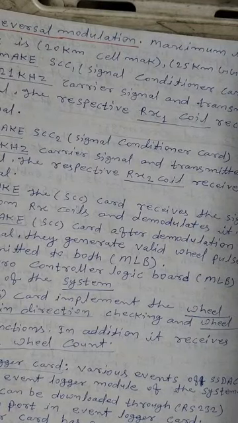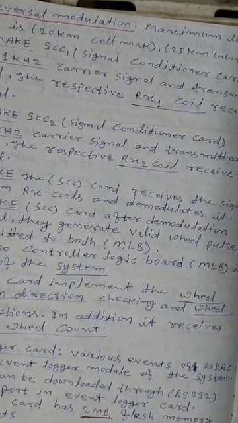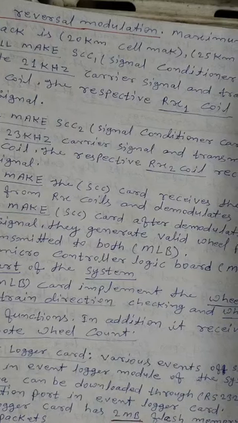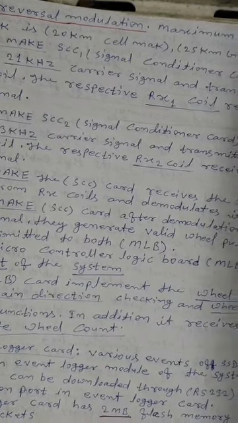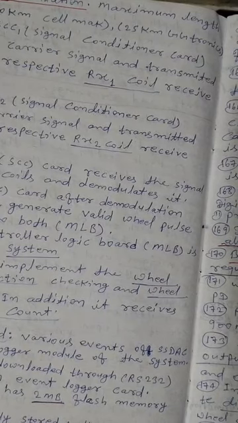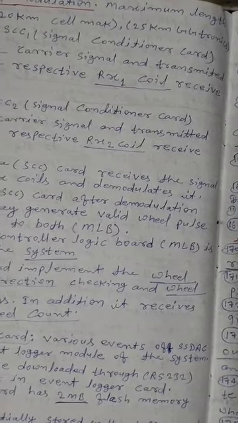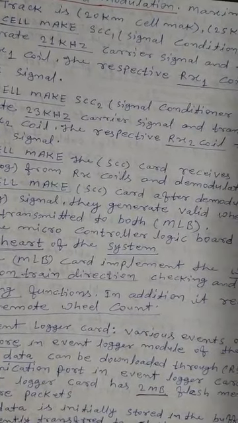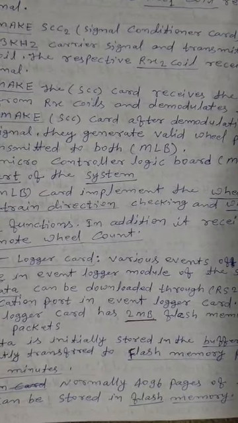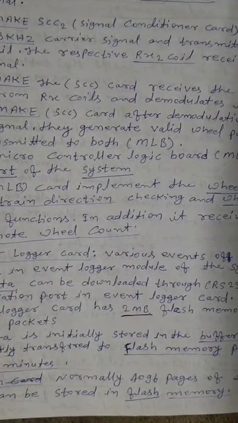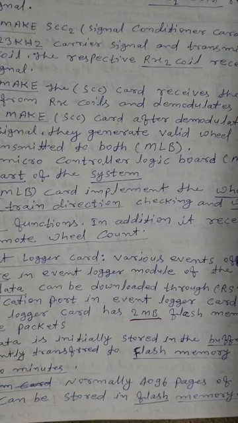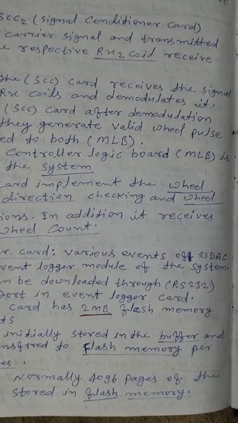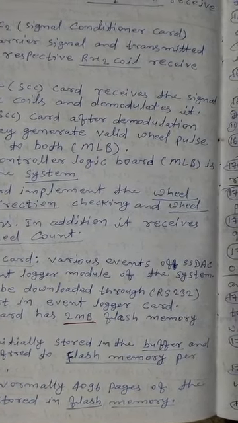The data is initially stored in the buffer and subsequently transferred to flash memory every 2 minutes. Normally, 4096 pages of data can be stored in flash memory.